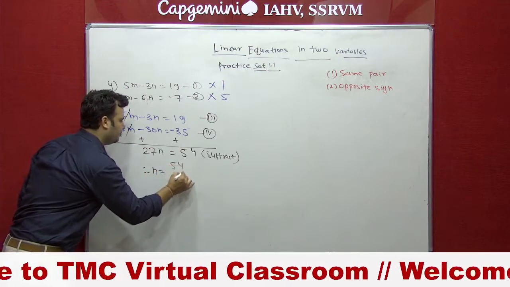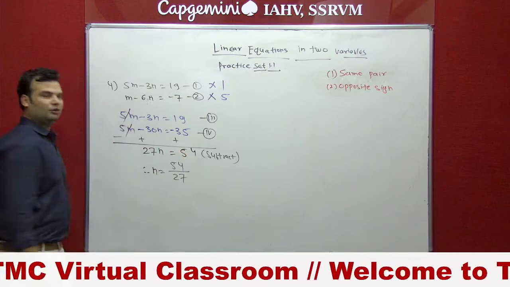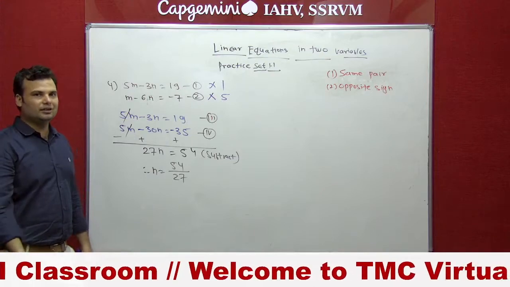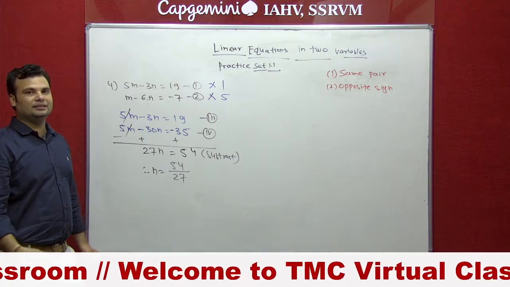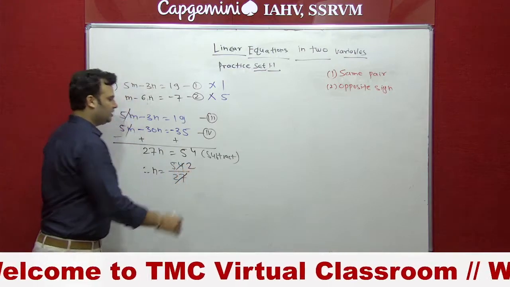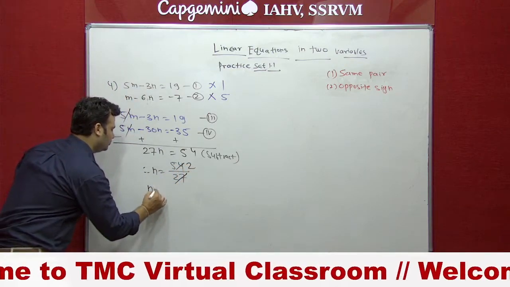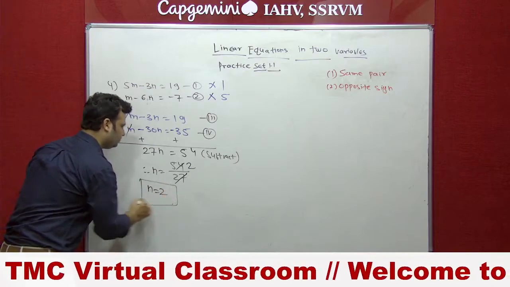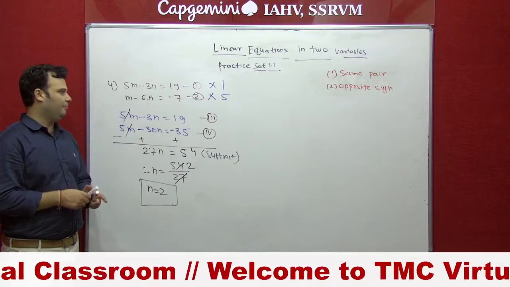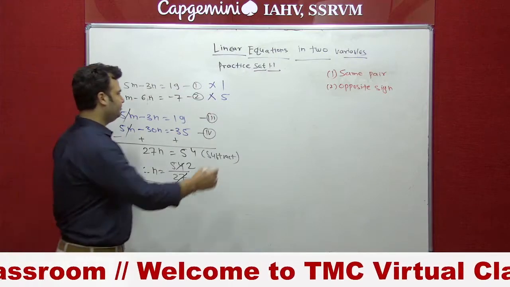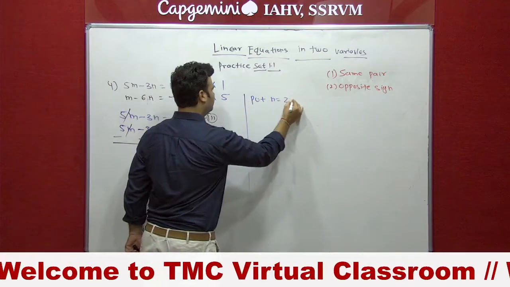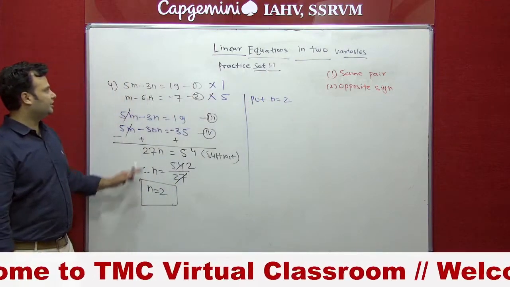So 54 upon 27. 27 twos are 54. If you do not know the table, you can divide by 9 or by 3. 3 nines are 27 and 9 threes are 27. 9 sixes are 54. Or directly we can cancel: 27 twos are 54. So n equal to 2. So we have the value of n. Now we have to find the value of m. We can put it in any equation.